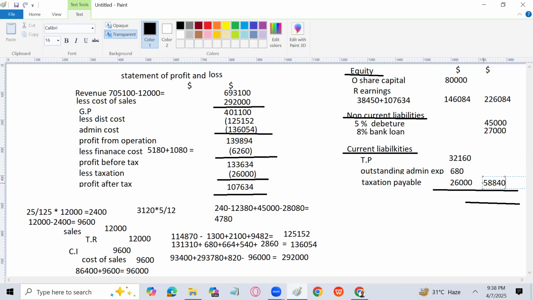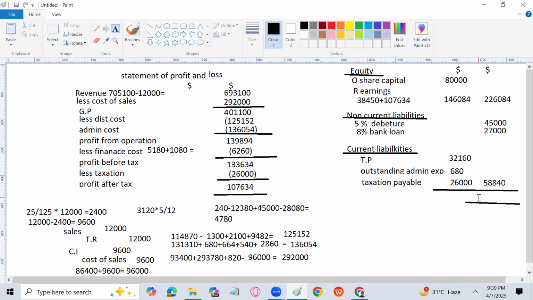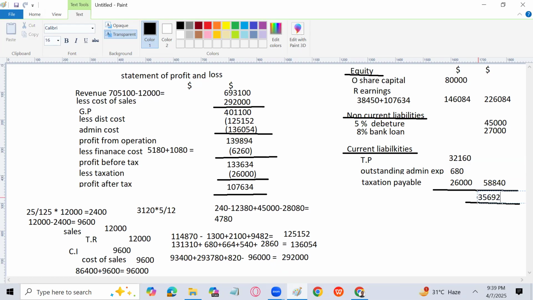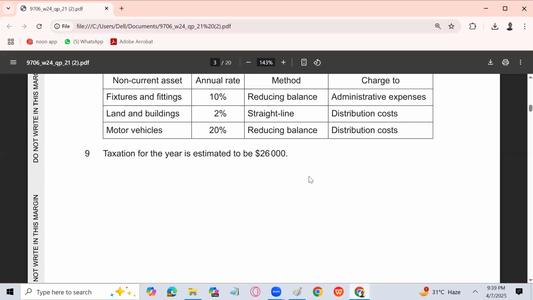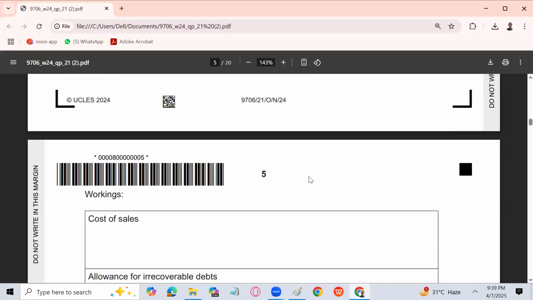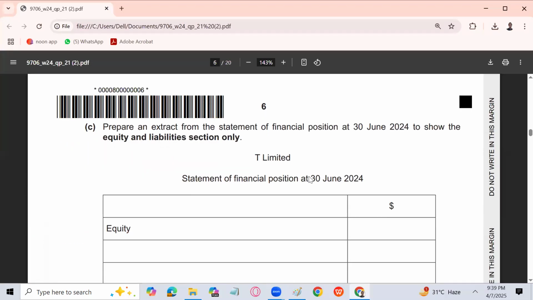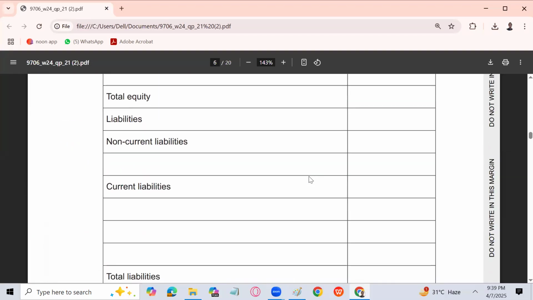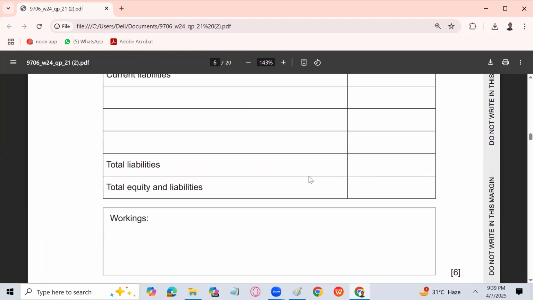And I will add all the other things up. So that will be 226084 plus 45,000 plus 27,000 and plus 58840. That is 356924. I will write here 356924 is going to be the total equity and liabilities. Let me see, they have asked us to prepare the statement of profit and loss, cash and cash equivalent, which we did already, and the statement of financial position: equity, total equity, liability, non-current liability, total liabilities, and total equity and liabilities. We can go for that also.